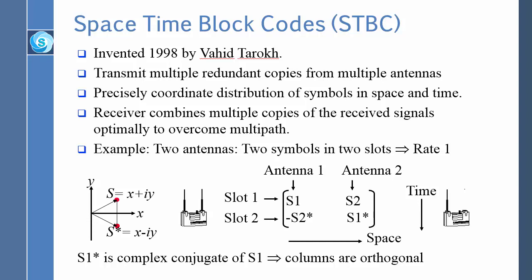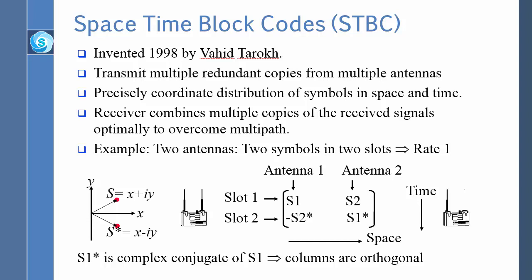Transmit multiple redundant copies from multiple antennas. So his idea was that if you have two antennas, then you don't send the same information on both antennas. You should send different things which are related but different. So let's say we have two antennas and I want to send two symbols, S1 and S2. Symbols are some group of bits, maybe 4 bits is a symbol.